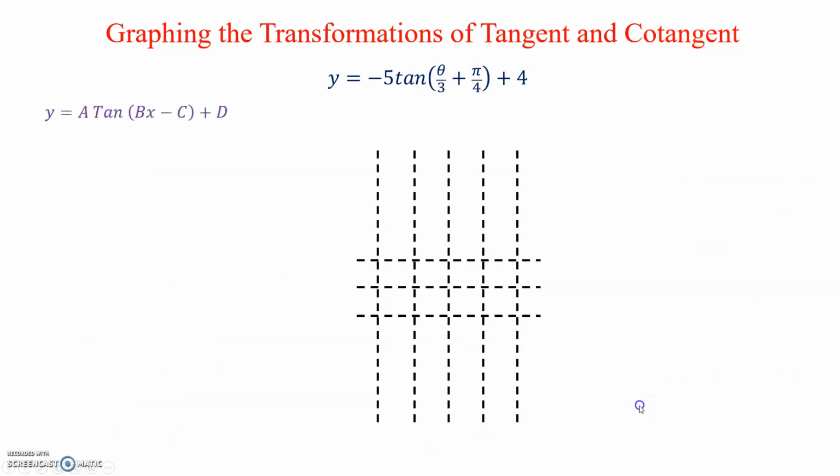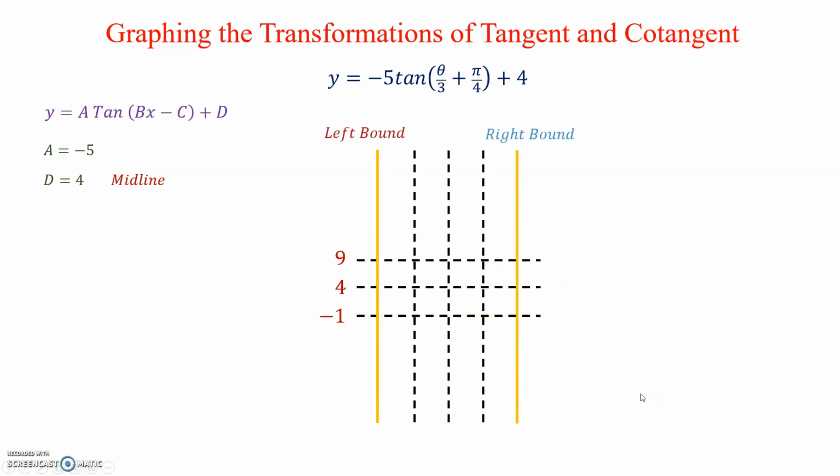Set up in the general form, so our a is negative 5 this time, while our d is 4. So therefore, 4 is the midline. From here, we're going to take our d and add the absolute value. So that says 4 plus 5. So from the 4, we're simply going up 5 units. And from the 4, we're going down 5 units. So 4 minus 5.